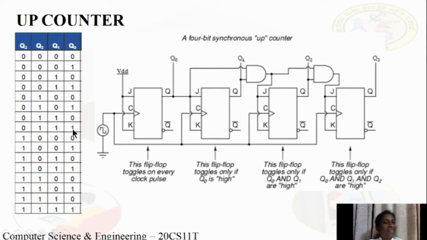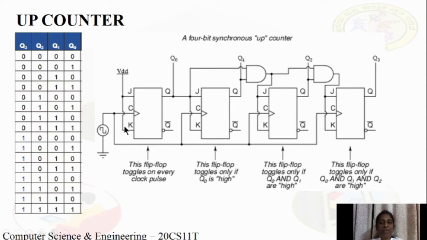Keeping this in mind, let us construct the 4-bit synchronous up counter to count in this fashion. Here 4 flip-flops are required. For each of these flip-flops, we are giving the clock pulse simultaneously, in parallel. And for the first flip-flop, the J and K inputs have been joined, and the power supply V is given.